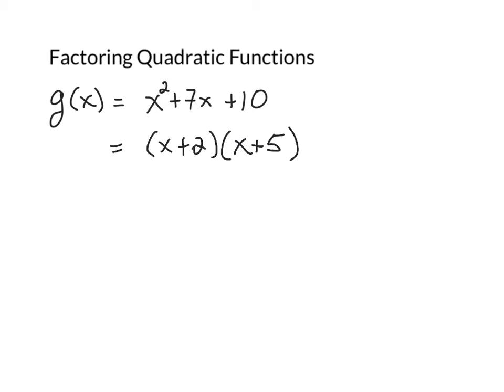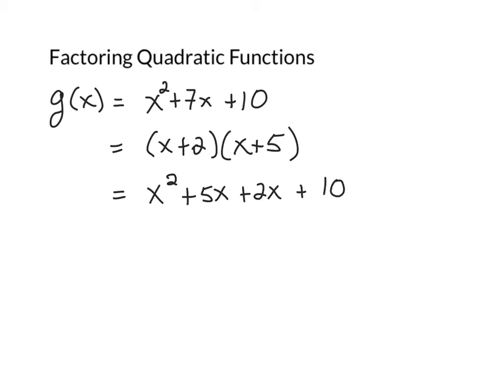All right, how do I know that I'm right? Well, a nice way to check would just be to go through that reverse process of foiling and see what happens. Okay, so first, outside, inside, last. My first terms, x times x is x squared. My outside terms would be plus 5 times x. My inside terms would be plus 2 times x. And my last terms would be 2 times 5, which would be 10.